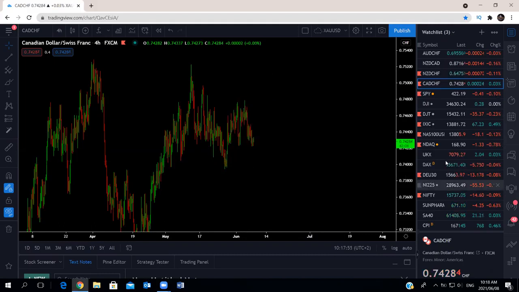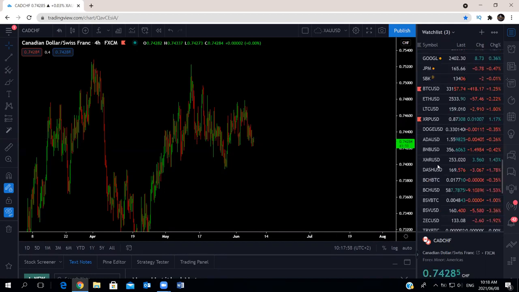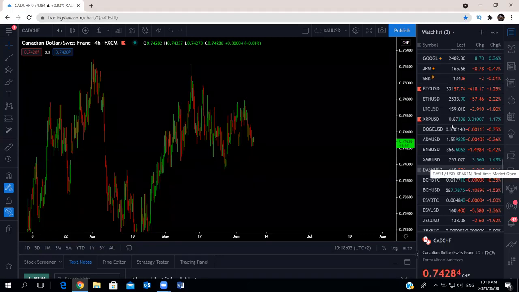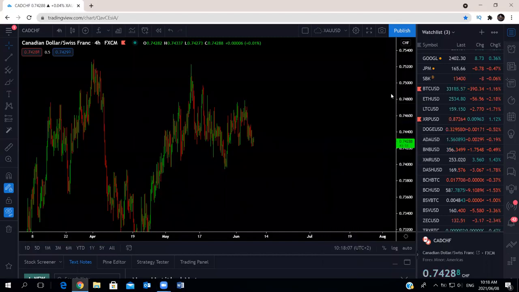Let's have a look at the commodities as well. So those are essentially the setups that we'll be looking at this morning. We'll be looking to execute those. Let's have a look at silver and gold.